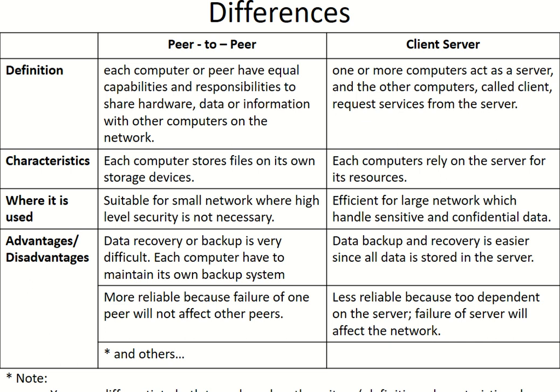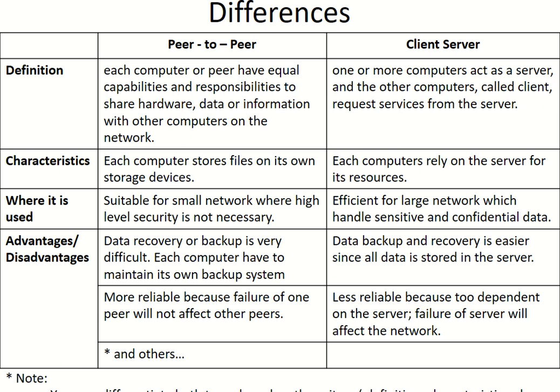For peer-to-peer, all the devices on the network are connected to each other. Whereas for client-server, there is one server surrounded by many clients. The server will serve the data or information to the clients, and the clients will request the information and data from the server. As for characteristic, in peer-to-peer each computer stores files on its own storage devices, whereas in client-server, each computer relies on the server for its resources.